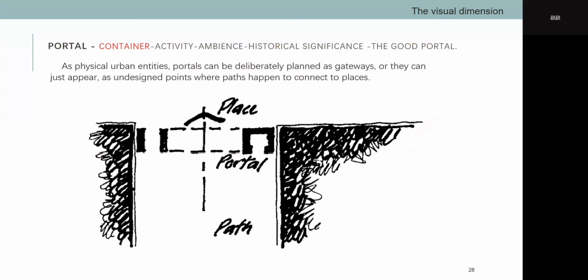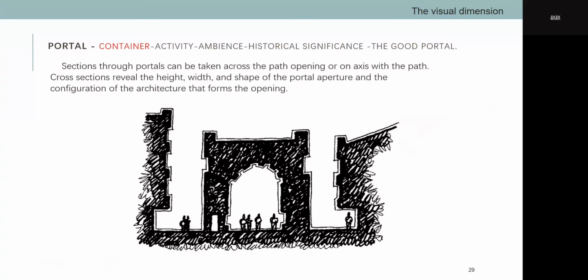Sections through portals can be taken across the path opening or on axis with the path. Cross sections reveal the height, width, and shapes of the portal aperture and the configuration of the structure that forms the opening.